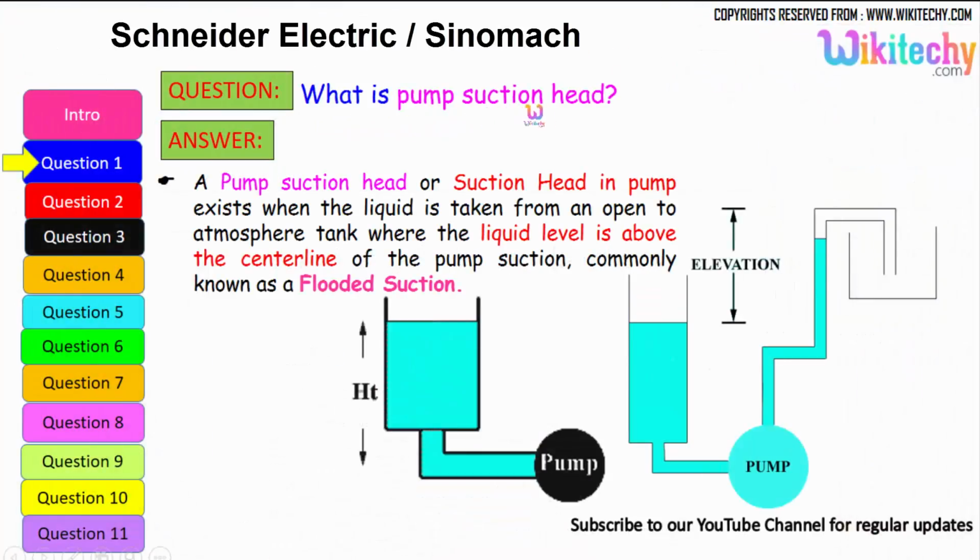What is a pump suction head? A pump suction head, or a suction head in a pump, exists when the liquid is taken from an open atmospheric tank where the liquid level is above the center line of the pump suction, commonly known as flooded suction. So automatically the pump suction will try to pick the water or any liquid from one area to the other area based on the atmospheric pressure.